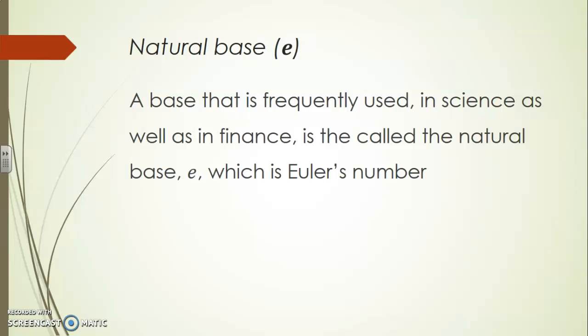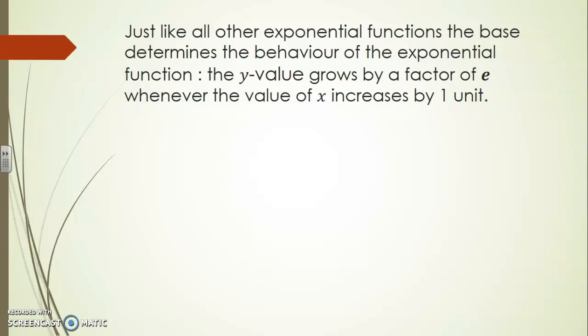A base that is frequently used both in science and in finance is called the natural base e, which is Euler's number. E is roughly 2.718. Just like all other exponential functions, the base determines the behavior of the exponential function with base e. The y value grows by a factor of e whenever the value of x increases by 1 unit.